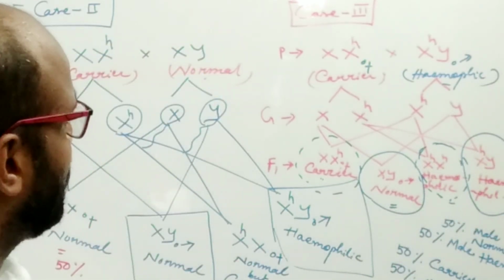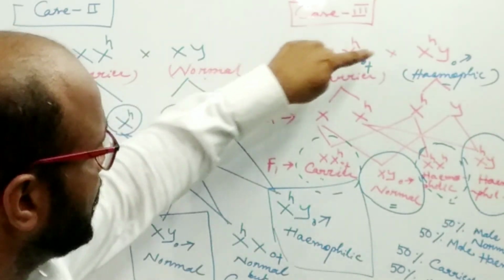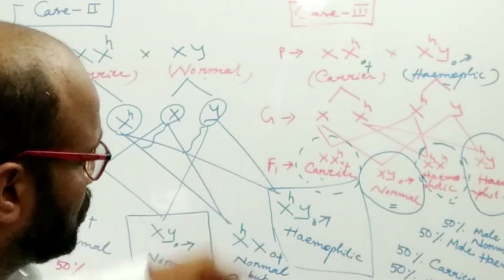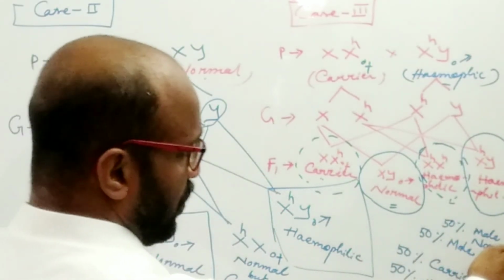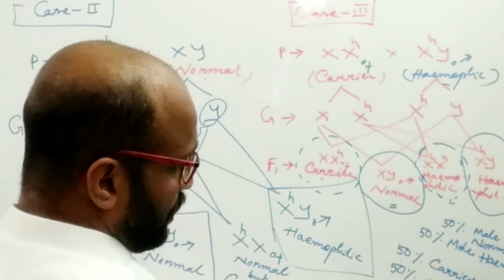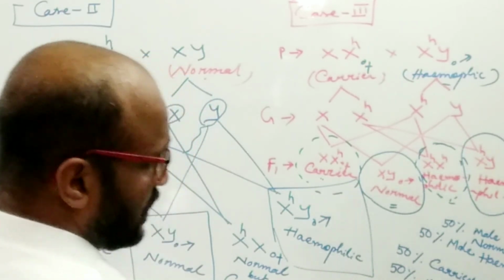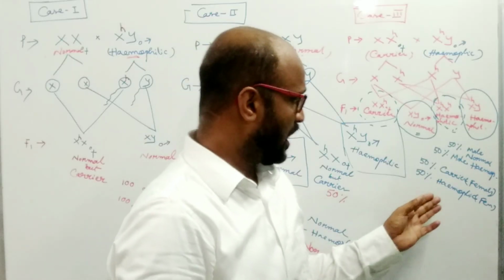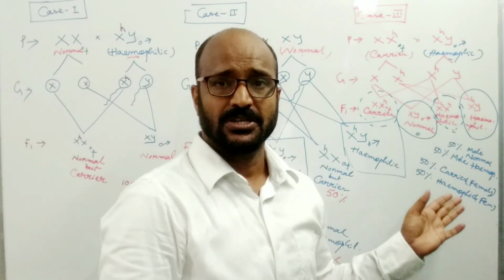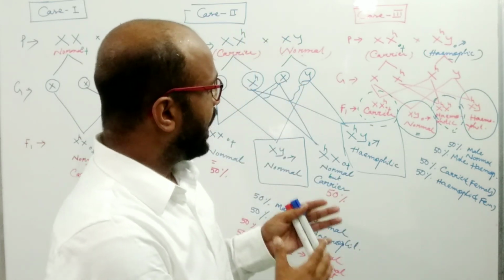If the cross takes place between a carrier female and a hemophilic male, then in the F1 generation we get 50% of males normal and the other 50% of males hemophilic. In case of females, 50% of females become carrier and the other 50% of females will be hemophilic. But the hemophilic female does not retain maturity. So this is the X-linked gene.